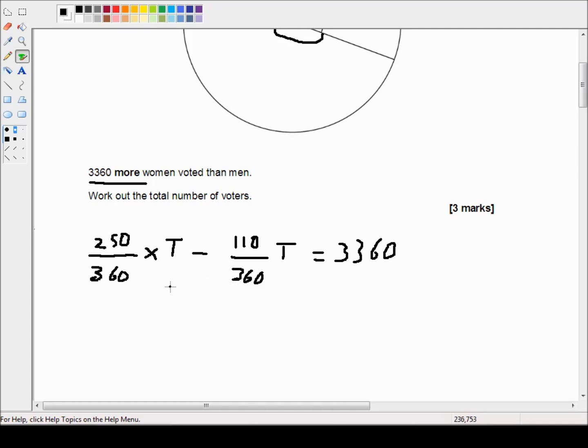I would be tempted to combine them, because 250t over 360 minus 110t over 360, the denominators are the same, so we can just subtract them. So 110 from 250 is 140. So 140 times t, which is a total, divided by 360 is equal to 3,360.